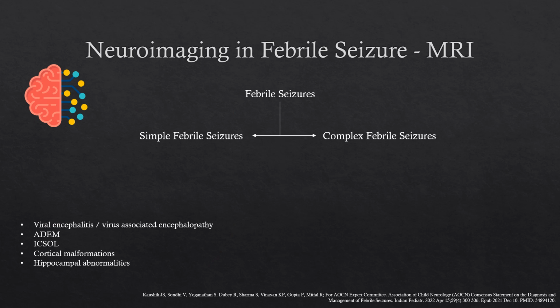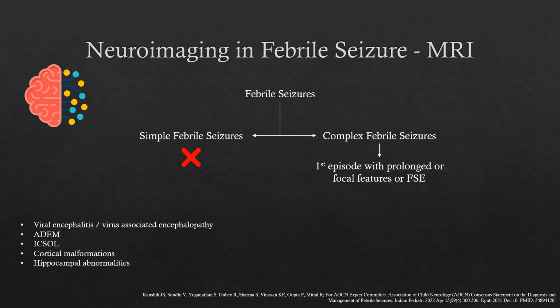So coming to the indications of neuroimaging in a case of febrile seizure. Out of all the neuroimaging modalities available, MRI is the preferred neuroimaging modality in a case of febrile seizure. But that doesn't mean that all cases of febrile seizure need an MRI. So when a case of febrile seizure comes, first we need to think whether it is a case of simple febrile seizure or a case of complex febrile seizure. Is MRI indicated in all cases of simple febrile seizure routinely? The answer is no. Is MRI indicated in all cases of complex febrile seizure routinely? The answer is not that simple.